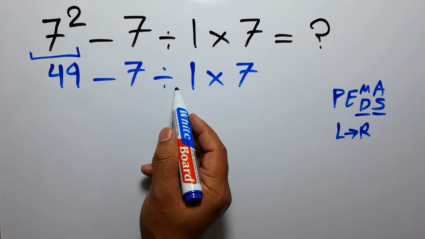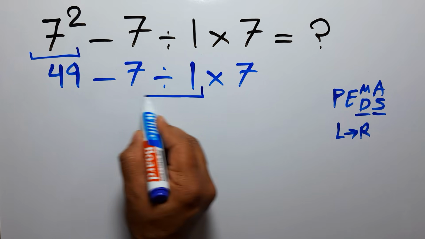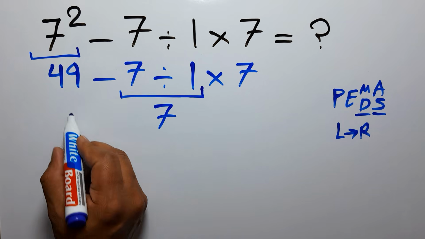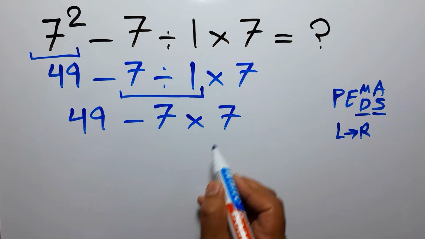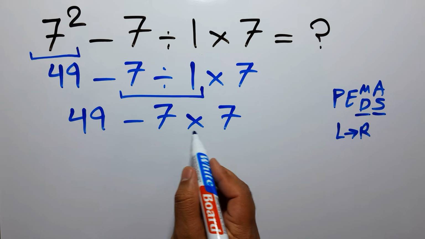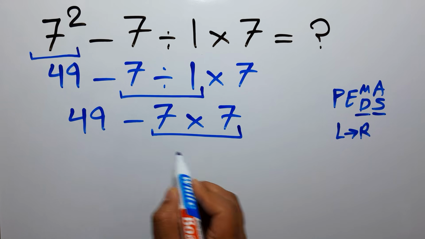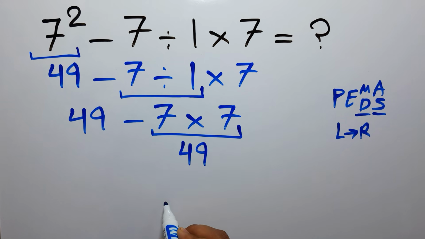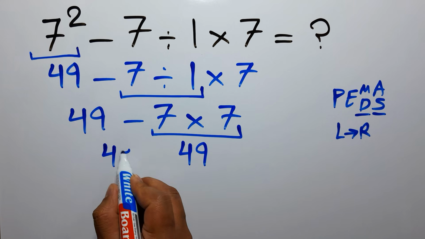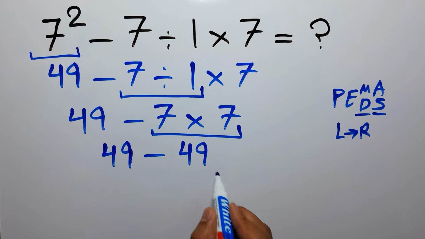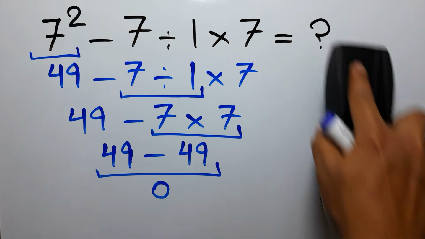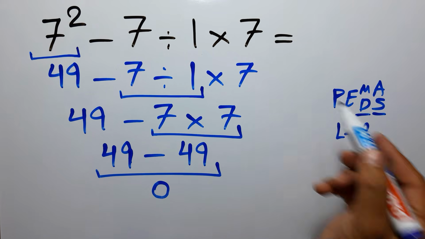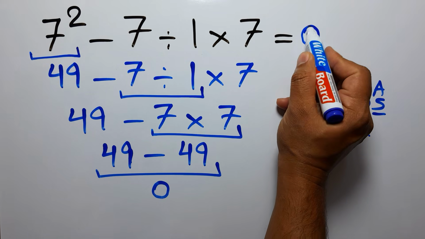Okay, so first this division. 7 divided by 1 is just 7. So we have 49 minus 7, then times 7. Now we have to do this multiplication. 7 times 7 equals 49. So we have 49 minus 49, which equals 0. And this is our final answer to this problem. The correct answer is 0.